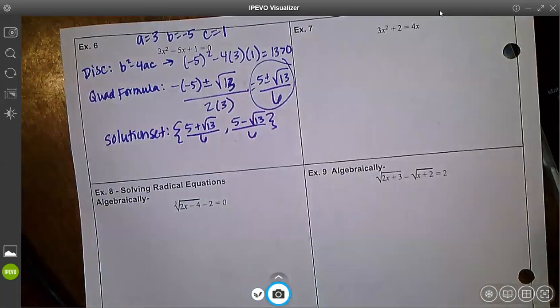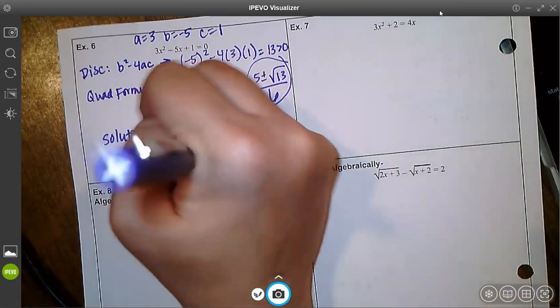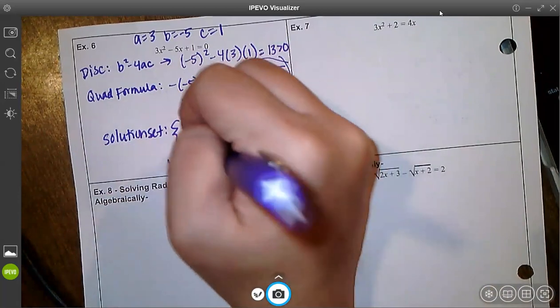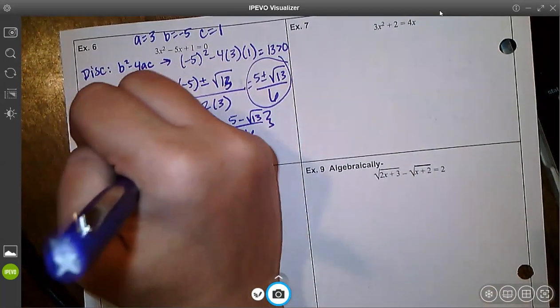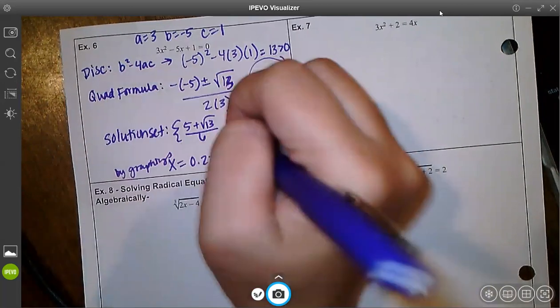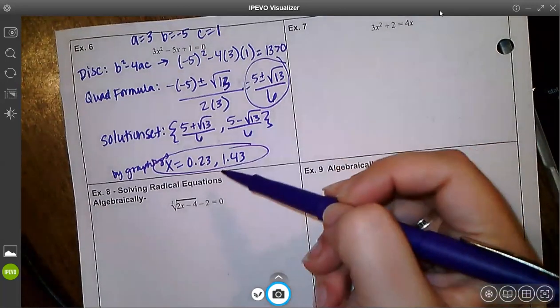If you did this one on the graph and approximated, you would get, when you plug these into the calculator, x equals 0.23 and 1.43. It just depends on what the equation is asking, what the question is asking for. If it wants the exact value or rounded.